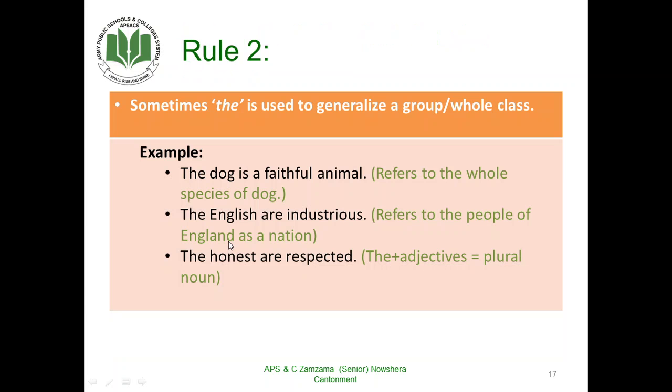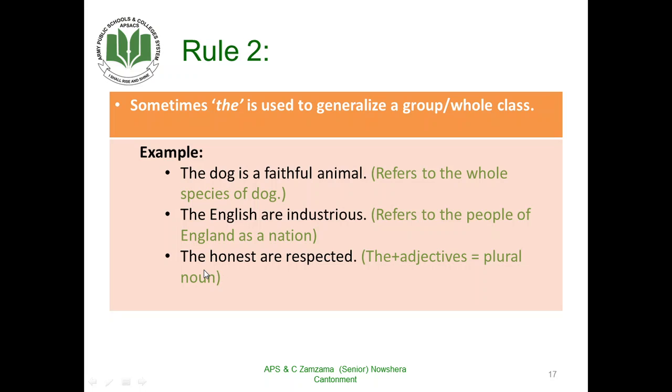Rule number two. Sometimes "the" is used to generalize a group or a whole class. For example, "The dog is a faithful animal." Here we are referring to the whole species of dog. "The English are industrious." Here we are referring to the English people, the people of England as a nation. We are referring to a nation here.